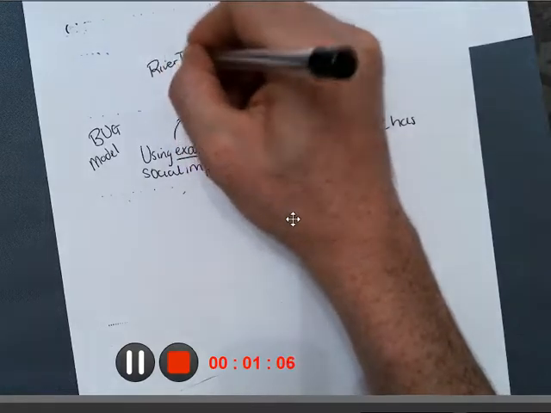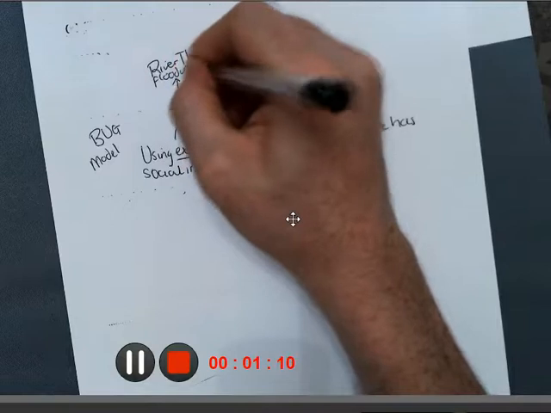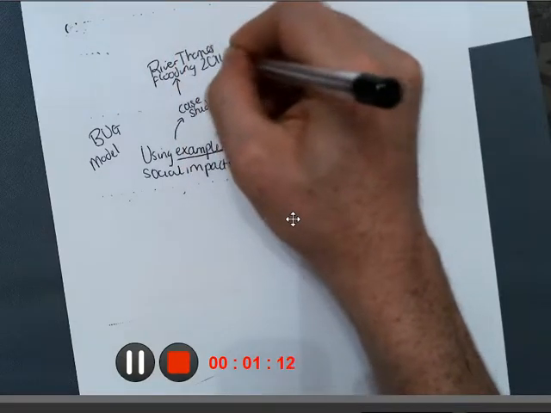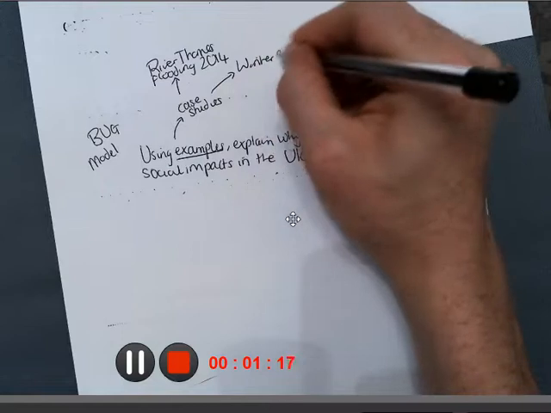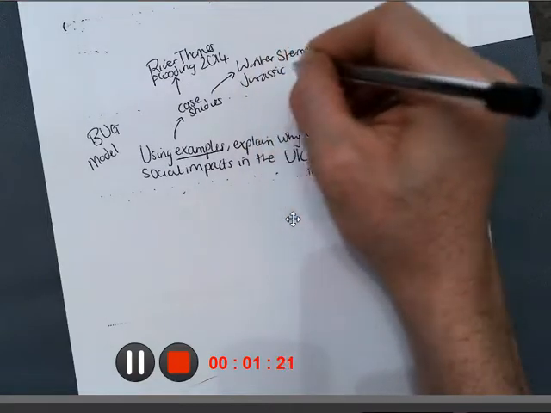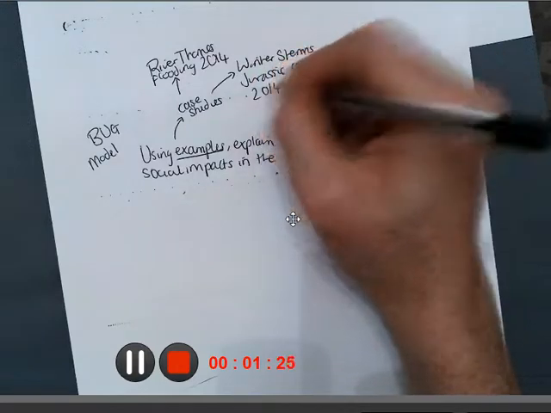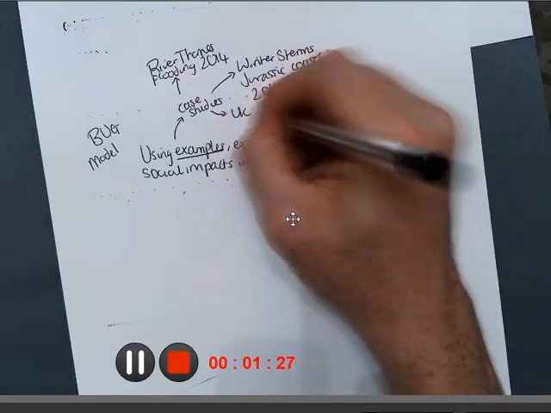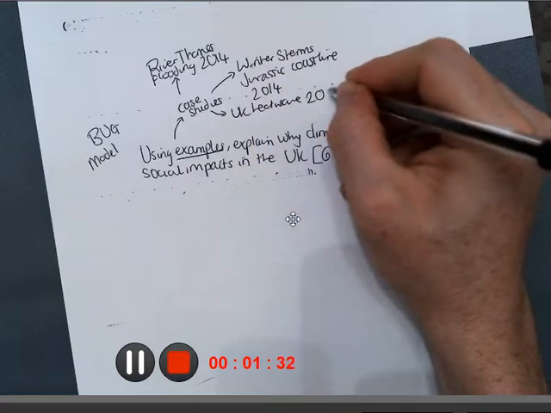River Thames flooding, 2014. Winter storms, Jurassic coastline, 2014. UK heatwave, 2003.